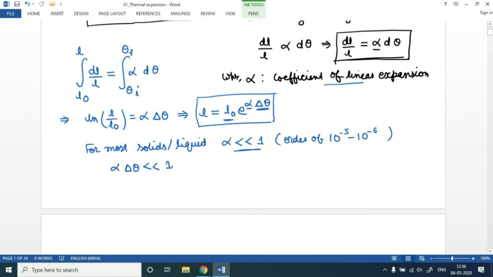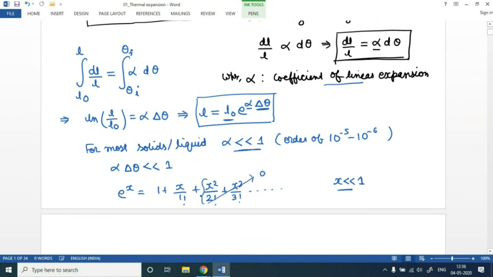As we all know, the expansion of e to the power x is 1 plus x upon factorial 1 plus x square by factorial 2 plus x cube by factorial 3, and this is an infinite series. If x is much less than 1, we can ignore the higher powers.